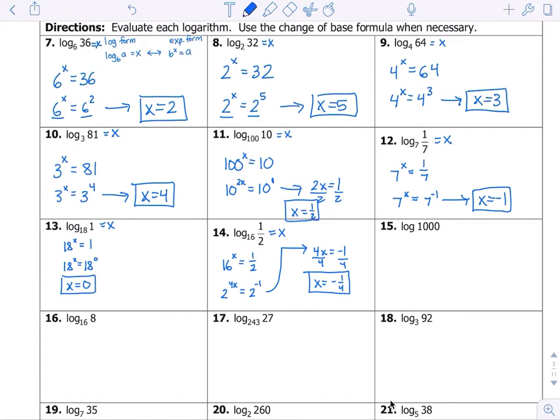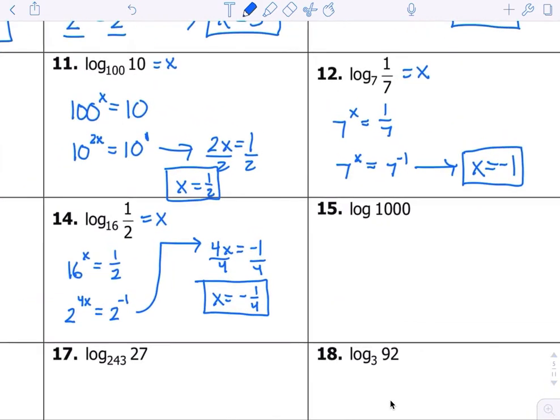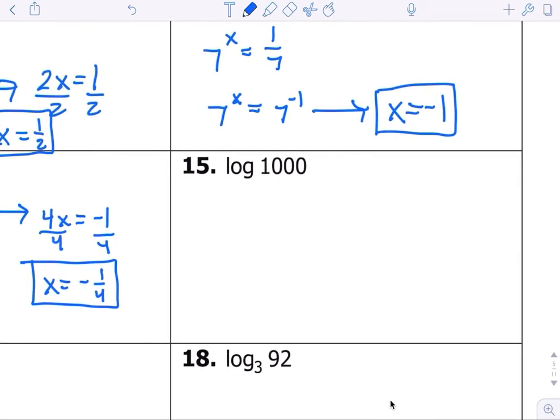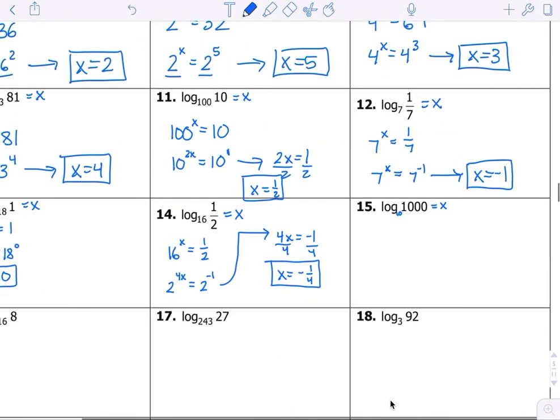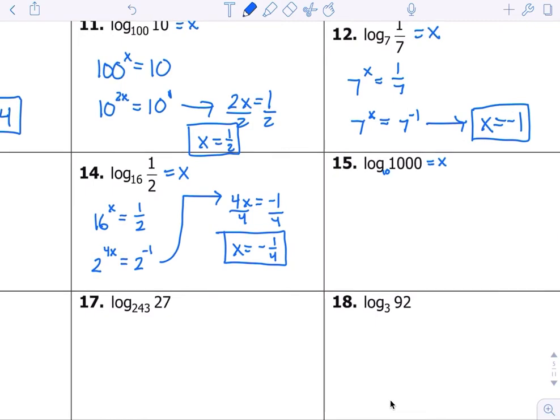Alright, so for 15, you guys, now in our notes, I told you guys, if it doesn't show a base there, it's automatically 10. So if it doesn't have a base there, it just is a base of 10. So that's going to be 10 to the x power is equal to 1,000. 10 to the x is equal to 10 to the third. 1,000, you guys, is 10 to the third. They have the same bases, so x is going to equal 3.